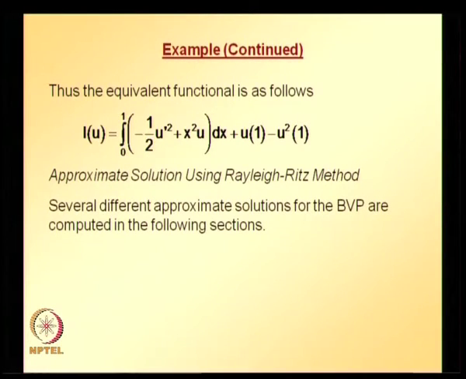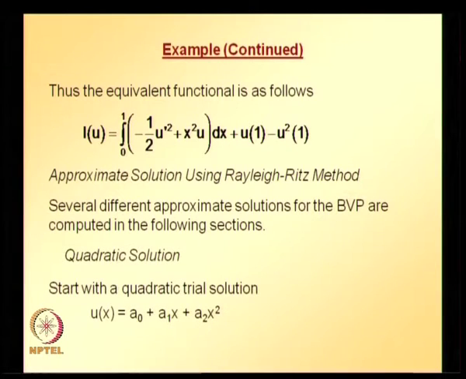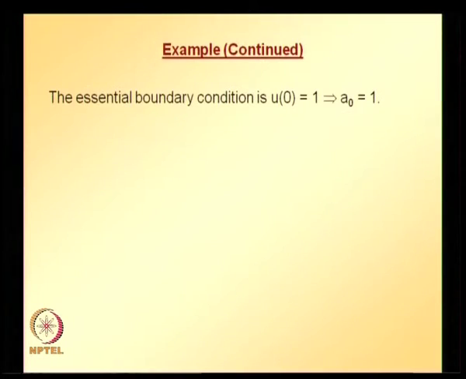So, several different approximate solutions for the boundary value problem are computed in the following sections. First one is the quadratic trial solution. I will start with the quadratic trial solution, that is a naught plus a 1 x plus a 2 x square, and by this time you can guess what is the next step. Make this trial solution admissible.